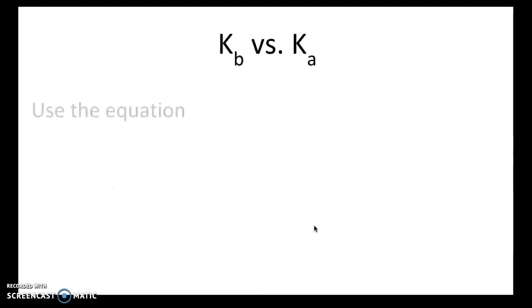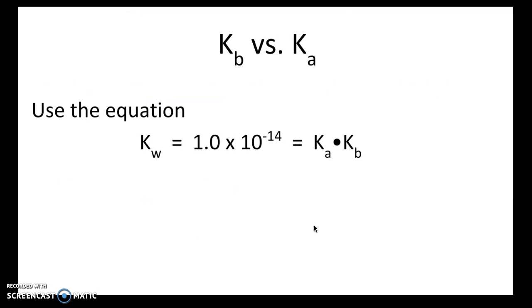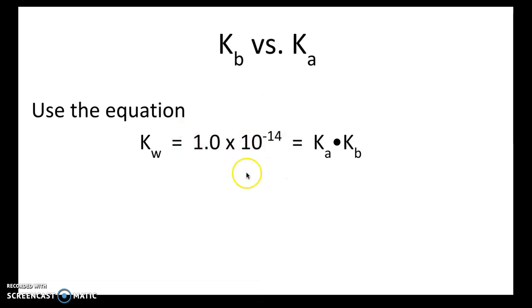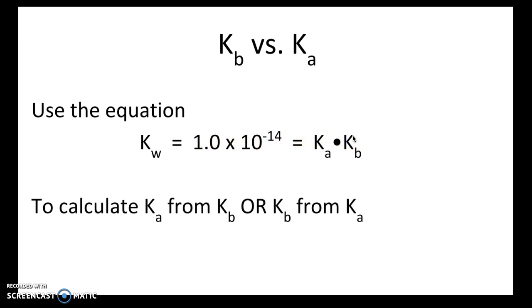Okay, so now let's go into how we relate Ka and Kb. We can use the equation that Ka times Kb is equal to Kw. And Kw is a constant. At 25 degrees, it's 1.0 times 10 to the minus 14. And you can always make that assumption it's going to be this value unless you're told otherwise. So this is a constant value. That's basically saying 1.0 times 10 to the negative 14 is equal to Ka times Kb. And just like with the 14 equals pH plus pOH equation, you can use this equation to calculate one from another.